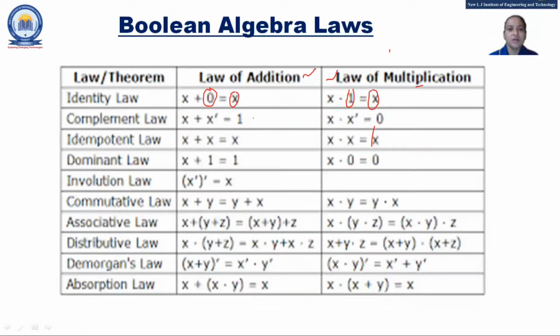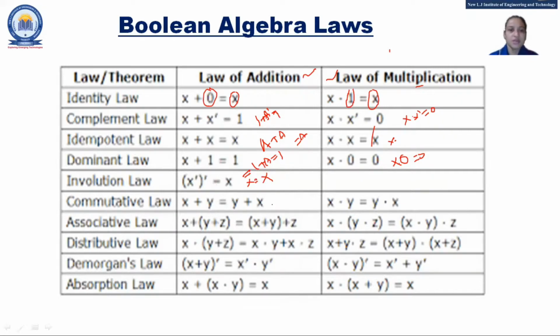That is the complement law: x dash returns 0. In the idempotent law, if a plus a, it returns a. Similarly, x into x returns the variable itself. Dominant law: if 1 plus a, 1 will be returned. For multiplication, if you multiply a variable with 0, it returns 0. Now if we complement a variable 2 times, it returns the variable itself.